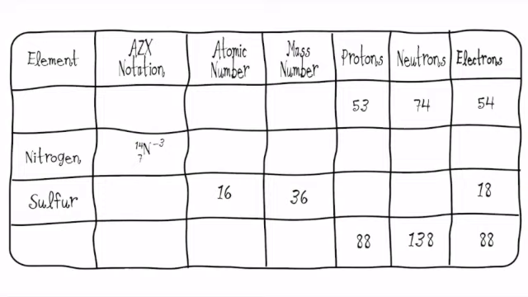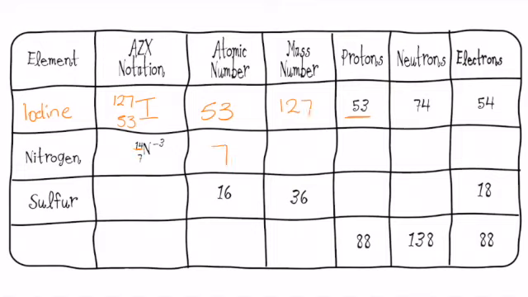So this element has 53 protons. That would be iodine. The atomic symbol is I. We need the atomic number, it goes on the bottom, 53, and the mass number goes at the top. That would be 53 plus 74, so 127. Our atomic number is the same as the number of protons, 53, and the mass number, which we just found, was 127.